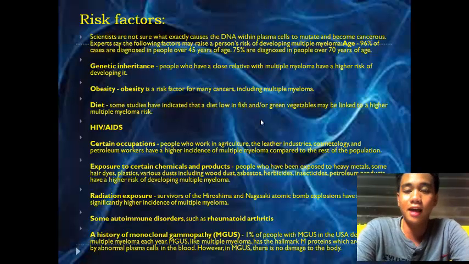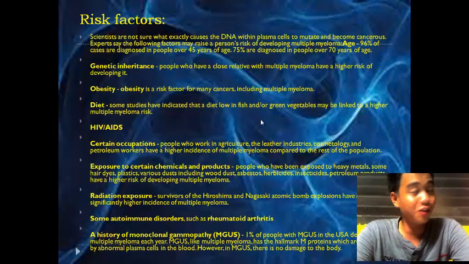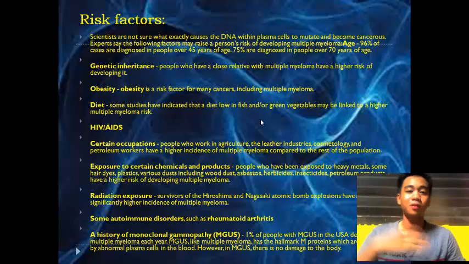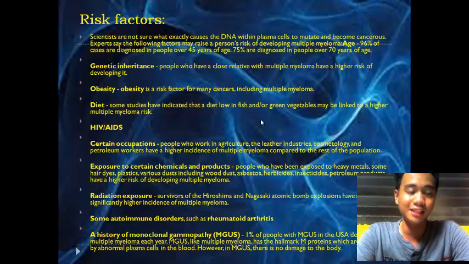Okay, the first, age. 96% of cases are diagnosed in people over 45 years of age and 75% are diagnosed in people over 70 years of age. As we all know, as we get older, our immune system gets lower. So we're very prone to acquire these diseases.